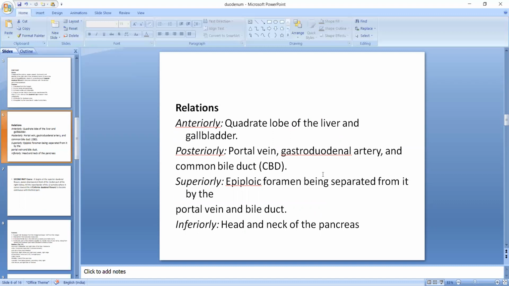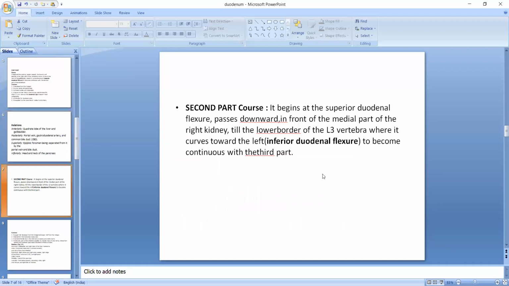Relations: anteriorly it relates to the quadrate lobe of the liver and gallbladder, and posteriorly to the portal vein, gastroduodenal artery and common bile duct. Superiorly it relates to the epiploic foramen and portal vein, separated from the portal vein and bile duct, and inferiorly it relates to the head and neck of the pancreas.